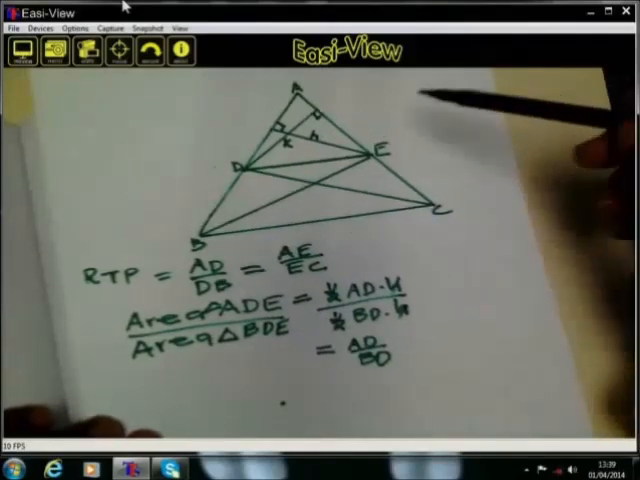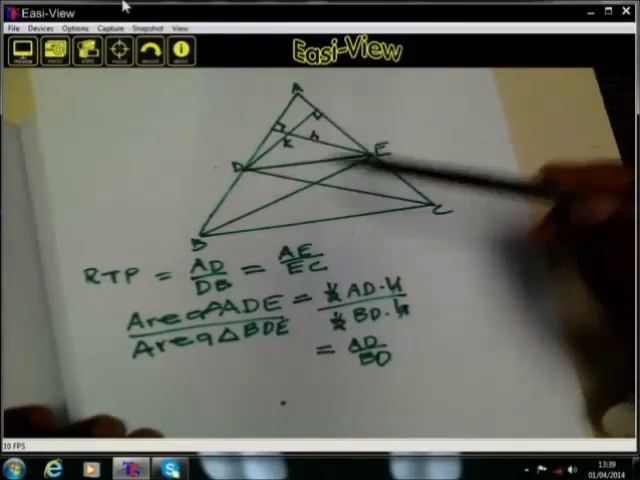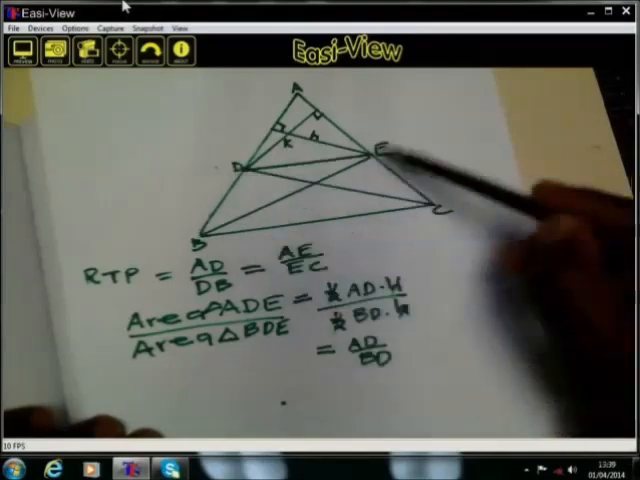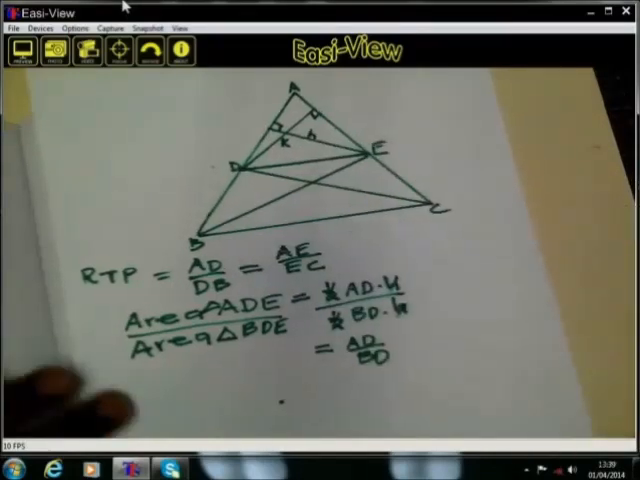That was the first pair of triangles that we have identified. Remember, the triangles in question were ADE and BDE. These were the two triangles. Let's move over to another set of triangles.